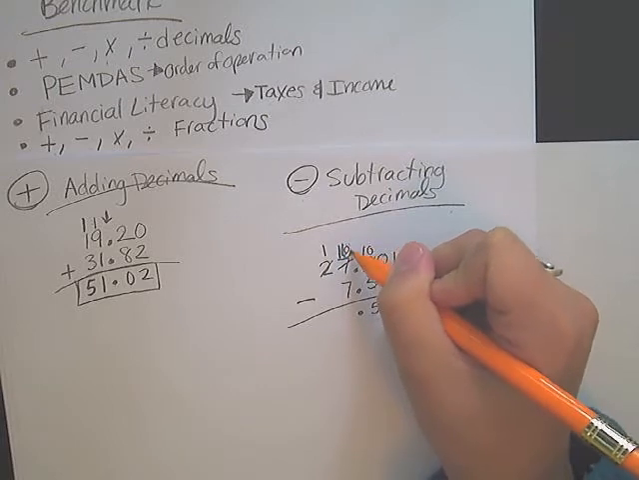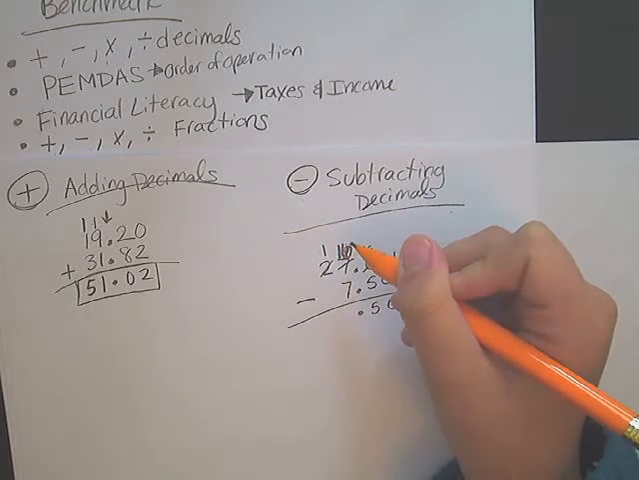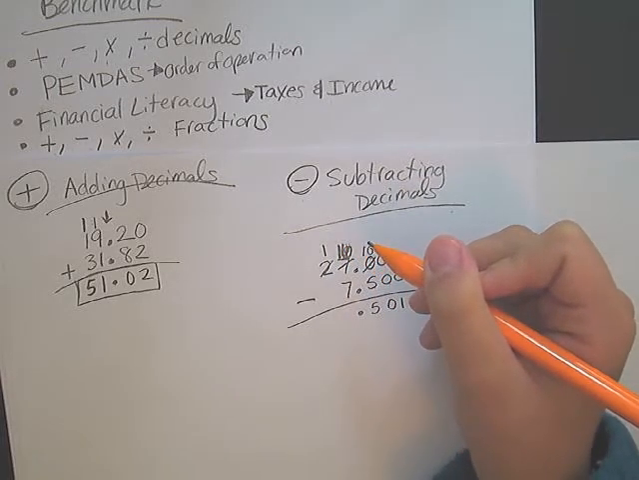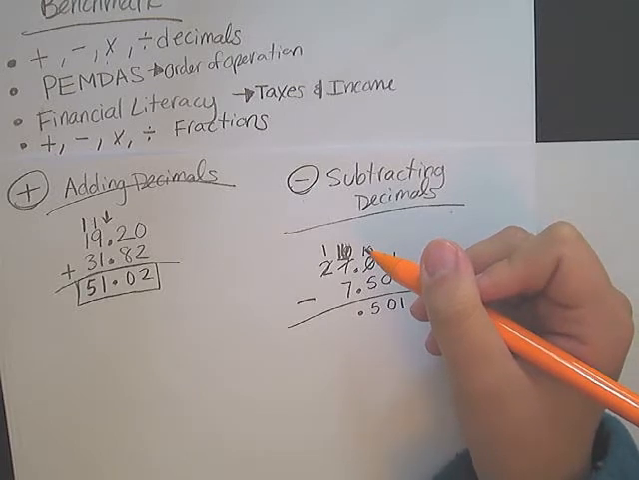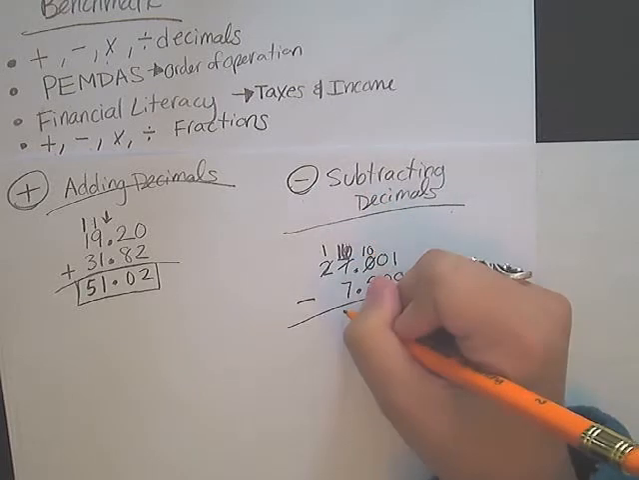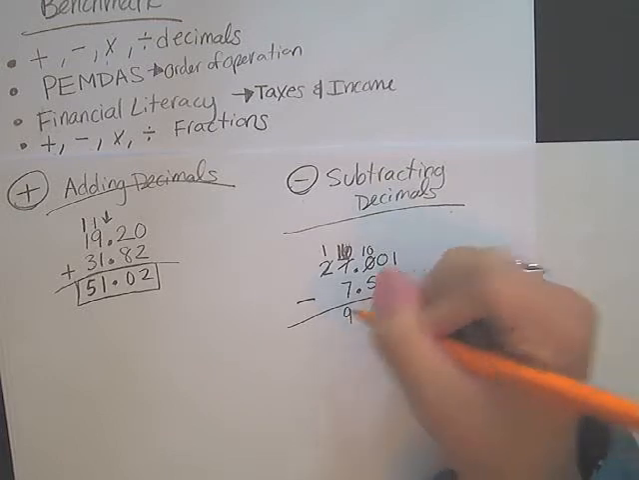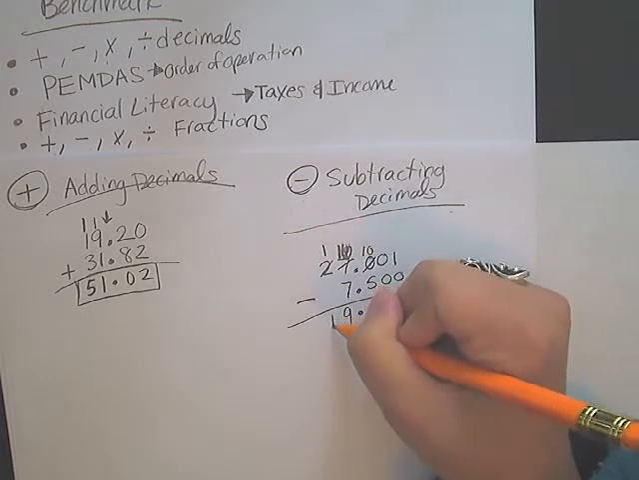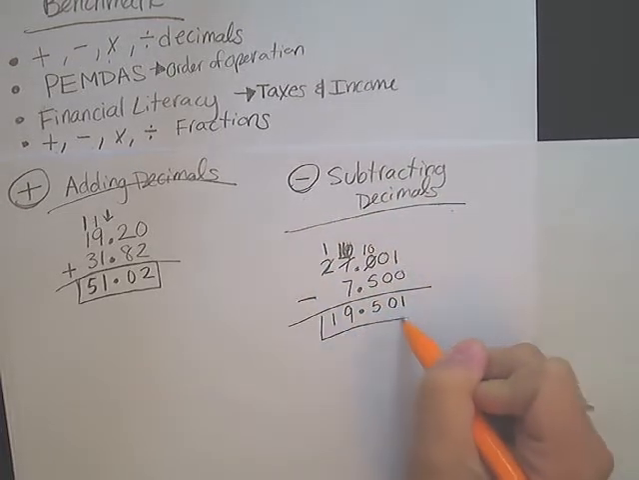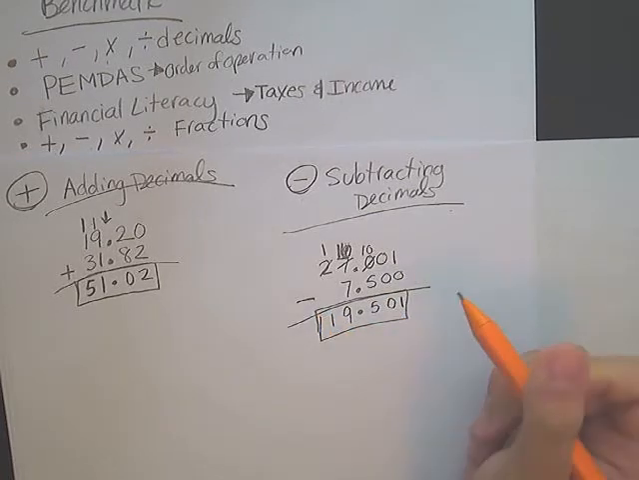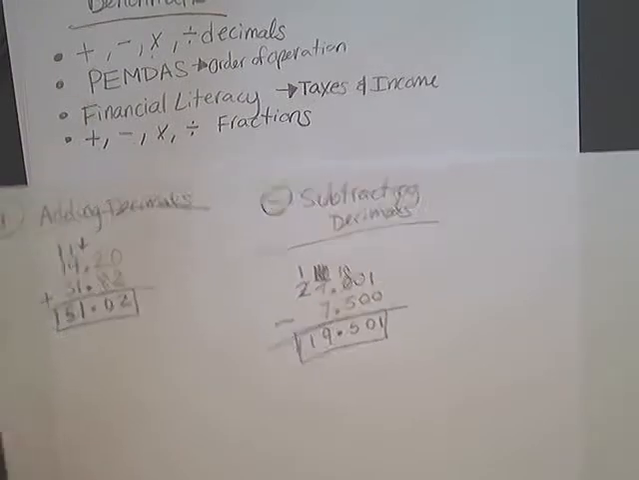So who can tell me what's 16 minus 7? What is 16 minus 7? Good, Jocelyn. So it's going to be a 9. 16 minus 7 is 9. And then the 1 is all the way down. So your answer is 19.501. Phenomenal, guys.